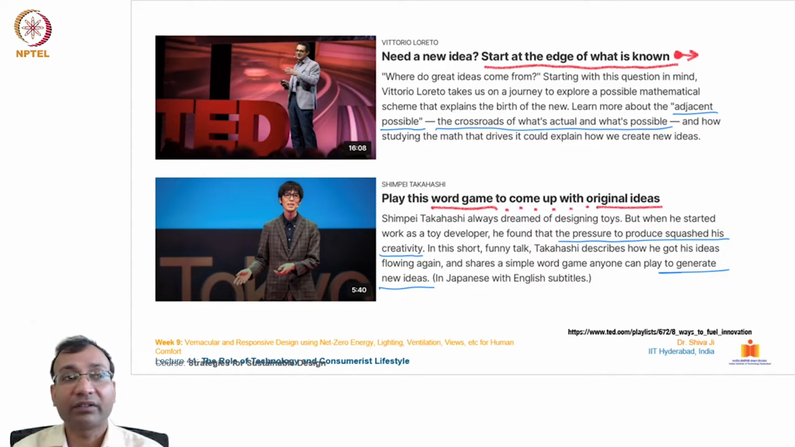So he had this interest in designing toys, to be a toy designer. But the pressure of producing more and more, and becoming part of this whole earning game, caused a derailment in exploring new ideas. That is what he has shared here.